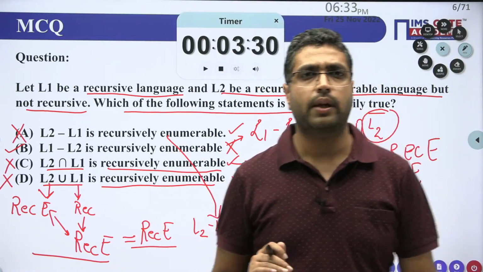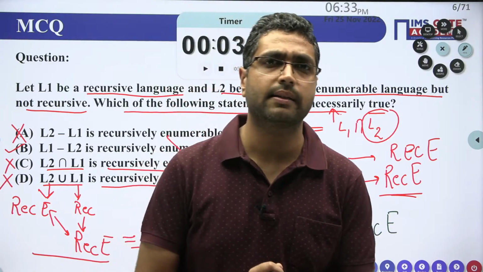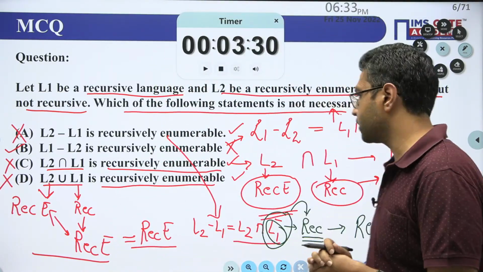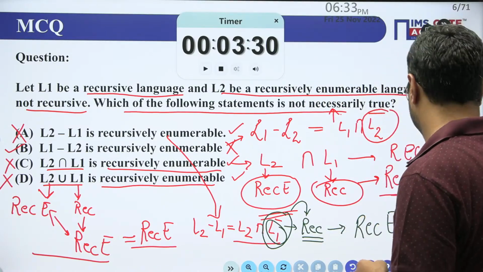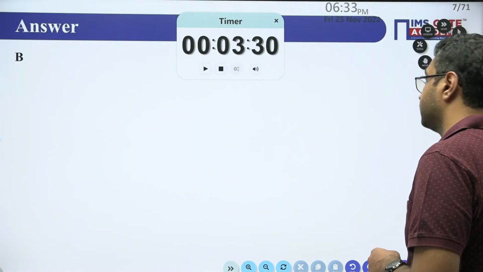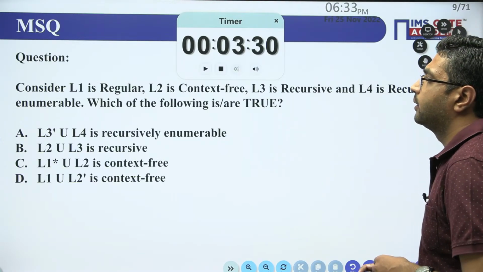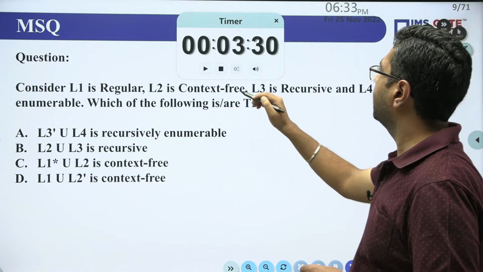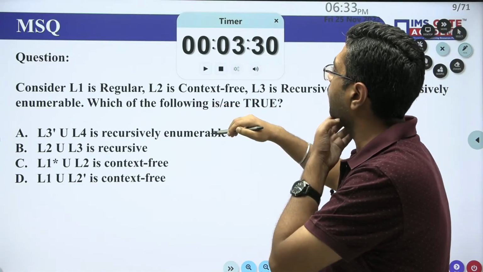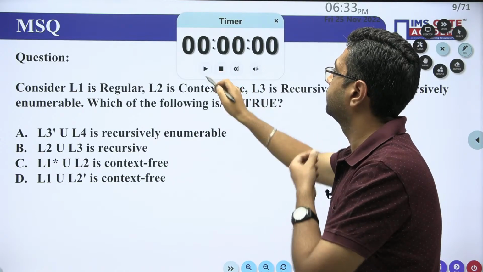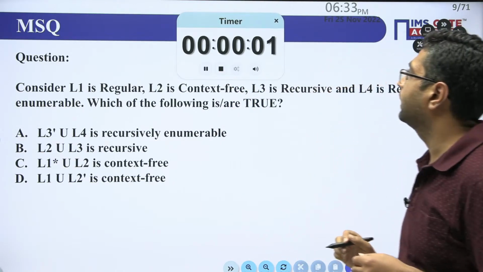Okay, guys, should I move ahead? Everything fine till this? Okay. So let's move to the next question. The answer was B, right? So here is the next question for you guys, and I'll again give you 2 minutes to solve this.